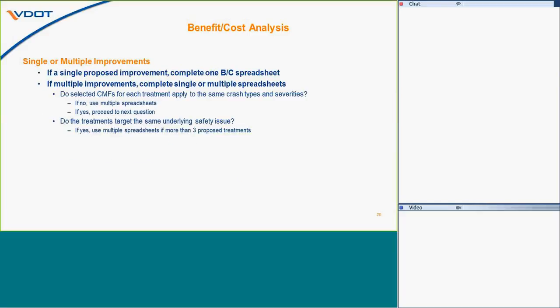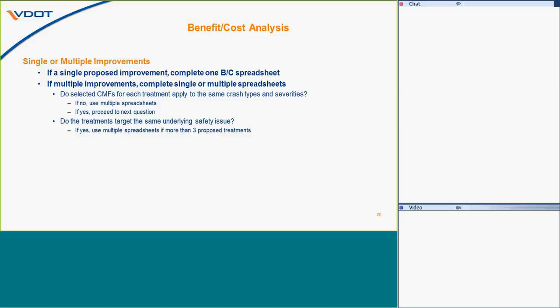So, one of the questions in the benefit and cost analysis, and we'll talk about this in more detail, but I'll just touch on it right now, is, when you're doing the analysis, if there's single or multiple improvements, how do you fill that out in the BC spreadsheet? Well, if there's only one single improvement, then it's easy because you fill out one BC spreadsheet. But if there's multiple improvements, you go through this little Q&A, this question and answer, that tells you whether you do a single sheet or multiple sheets.